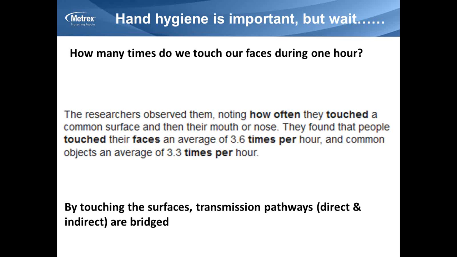But the point is not how many times we touch our face. The point is we use our hands to touch our face, and we use our hands all the time to touch different surfaces. If the surface is contaminated, those pathogens are invisible to us because they are too small. So there's a possibility we may transfer the pathogens from the contaminated surface to our face, rubbing our nose, face, and mouth, so we can come into contact with our mucous membrane, and the different transmission pathways will be bridged. This is the take-home message here.